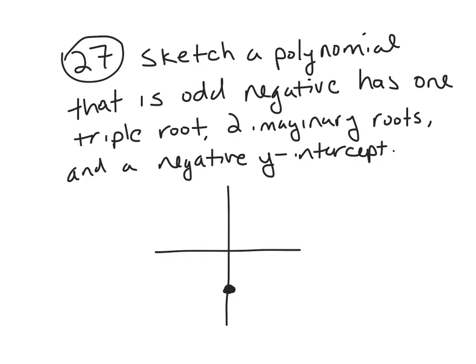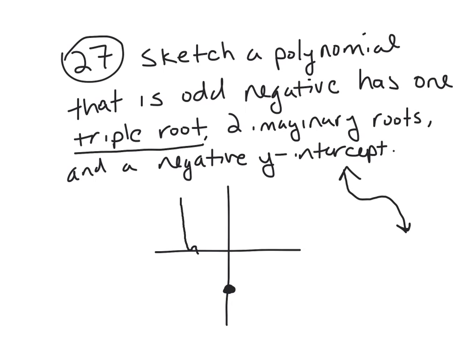Well, if it's odd negative, that means it's going to be going this way. Okay, up on the left, down on the right. That's what makes it odd negative. Well, if that's happening, then I know that I need to come in from the left, and I'm going to cross the x-axis at least once. And this one says it has a triple root. So as I come down and I hit this x-axis, this is a triple root.